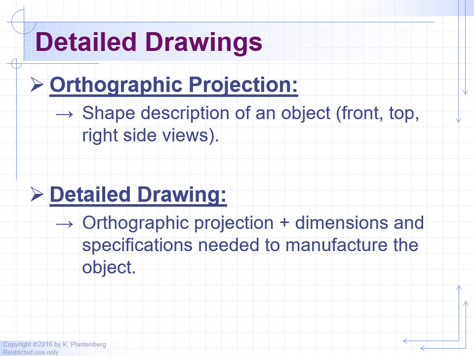So it might be something about the finish, it might be something like radii of fillets and rounds, something like that. So additional notes you will find on a detailed drawing.